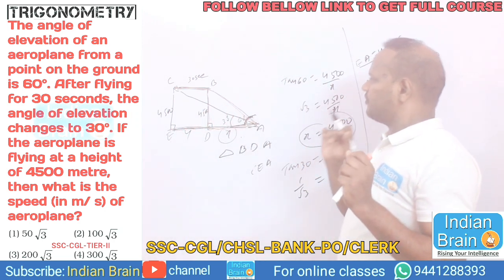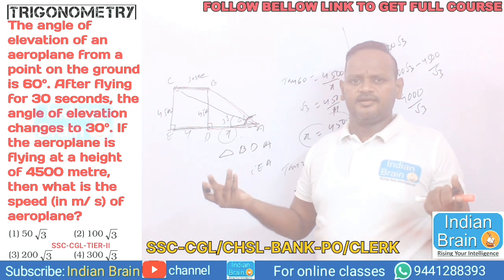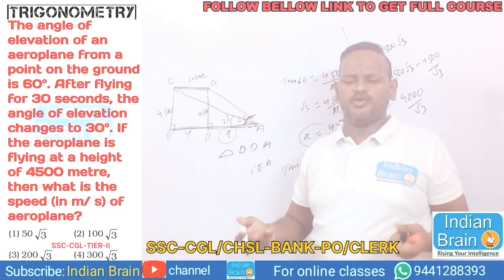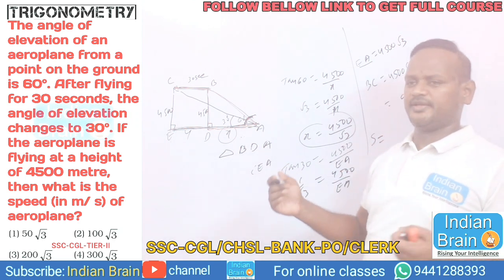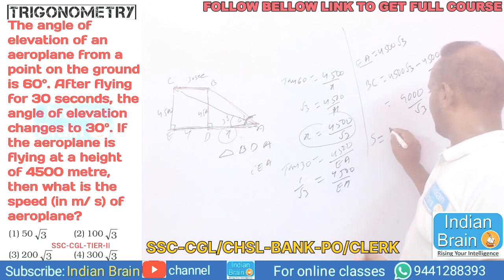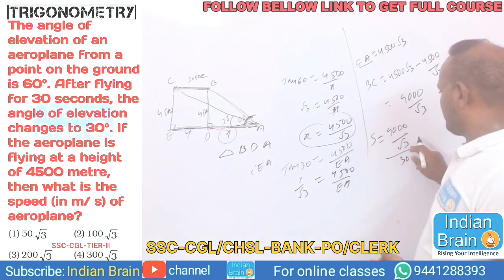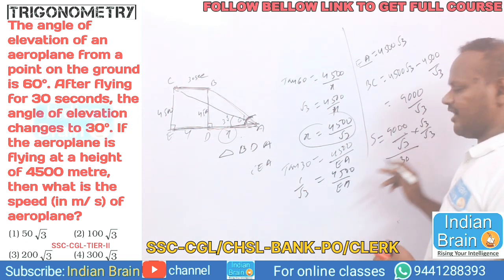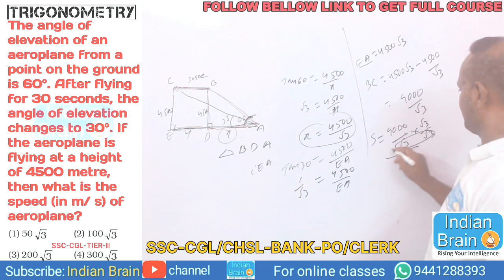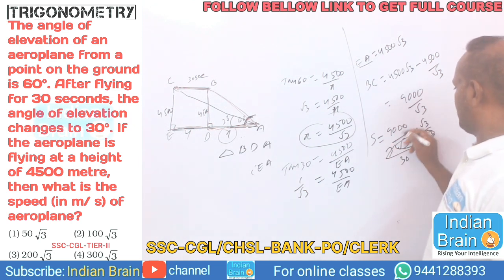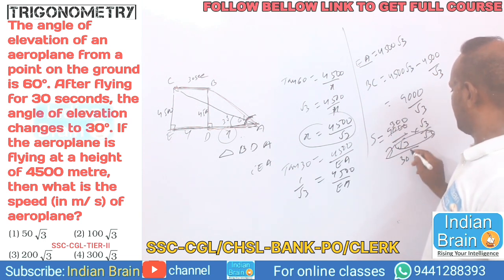Okay, fine. Now I can go for the speed. Speed is nothing but distance by time. What is the distance we have? We have 9000 by root 3. But I want speed. Speed is nothing but distance by time: 9000 root 3 divided by 30 seconds, right? Whenever root 3 into root 3 by root 3, rationalization is the best solution, according to 6th, 7th, 8th or 9th class story. Root 3 into root 3 will give 3, and 3 into 3000 by 30 gives 100.